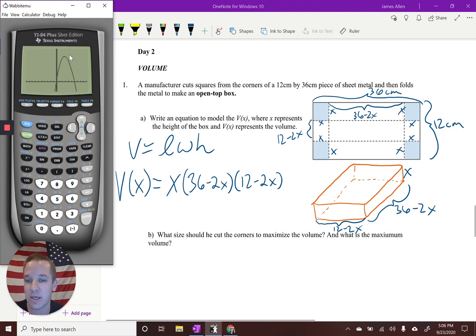But I have my max here, and that's really what I want to find, right? So I'm going to hit second calc, and 4 is my maximum. Okay, so I'm going to get my left bound, my right bound. Here we go. It's a little slow moving, but that's all right.